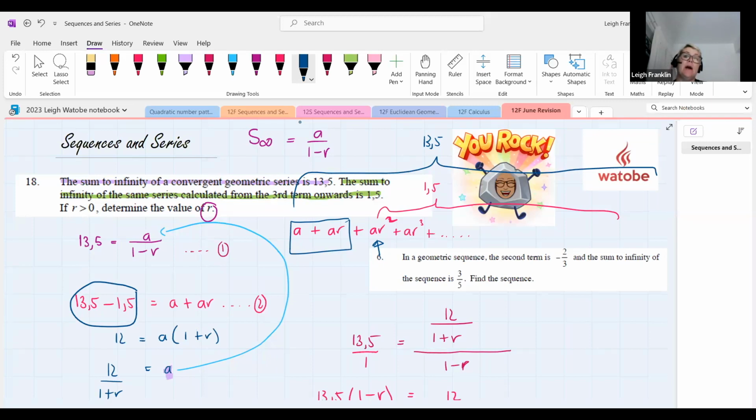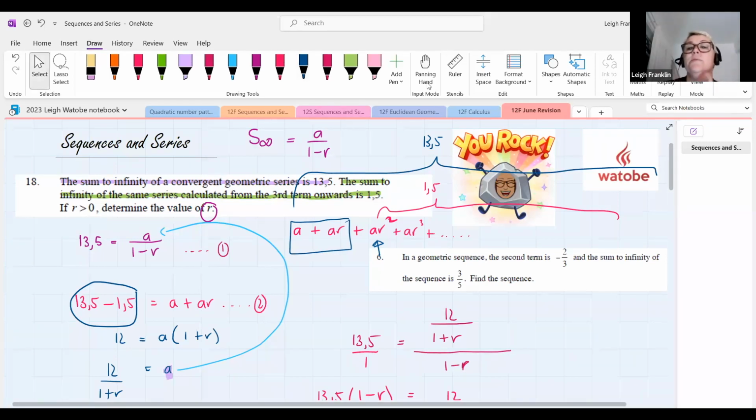Does that make sense to you now? Yes, it does. Okay, so that's why A plus AR, term one plus term two, is the difference between 13.5 and 1.5. All right, thank you. Okay, no problem. All right. And then you would have to go and solve simultaneously.